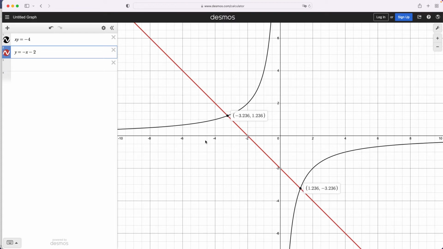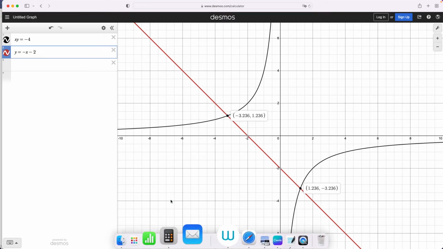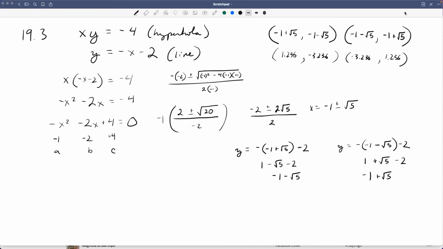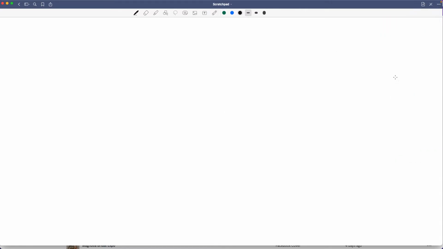All right. So let's look at factoring exponentials. So that was kind of fun. Yes, I want to leave the page. There we go. All right. Let me clear this.